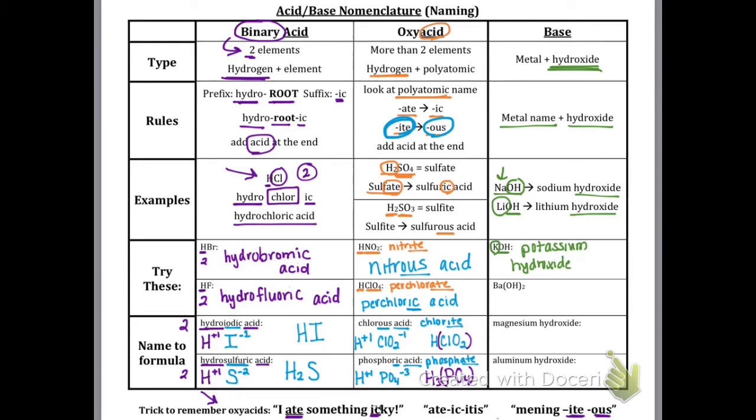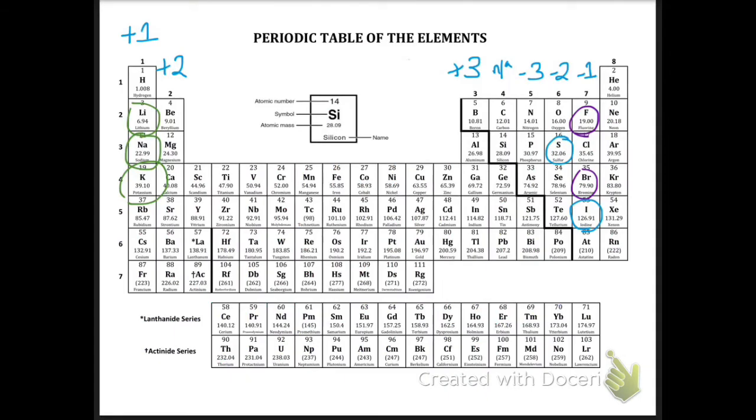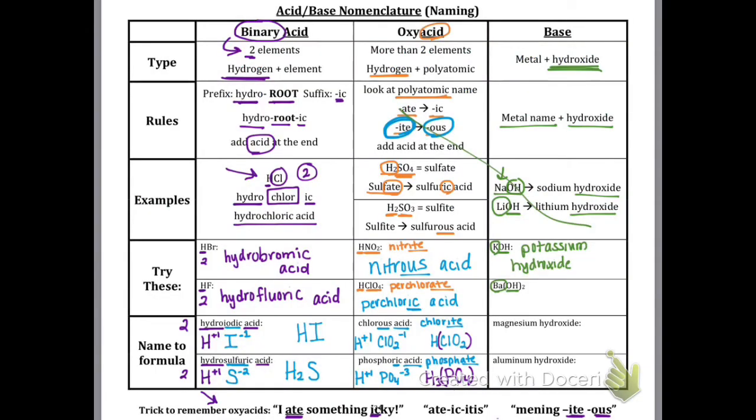Like this. Okay, next, another example. Once again, you know it's a base because it ends with an OH, so you know it's going to end in hydroxide. Now we have to find this element on the periodic table. Ba is right here. It's barium. So we're going to write barium hydroxide.